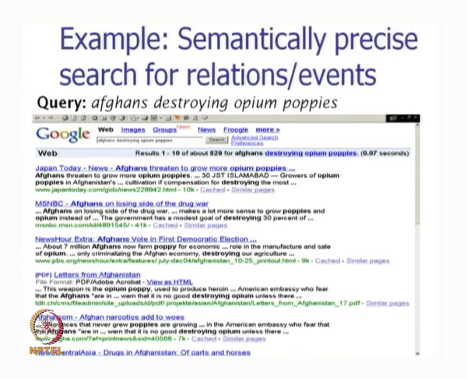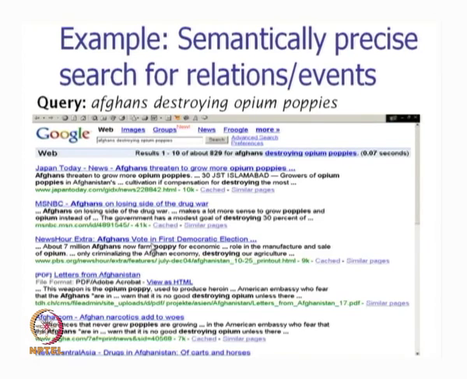So, let us see what is retrieved in response to this query. Japan Today news, Afghans threaten to grow more opium poppies. So, you see the query was Afghans destroying opium poppies, and what is retrieved is a document which exactly talks about the opposite information. Here Afghans threaten to grow more opium poppies, they are not destroying opium poppies. This particular URL, Afghans on losing sight of the drug war, makes a lot more sense to grow poppies and opium instead of. So, here again the URL essentially discusses growing more poppies rather than destroying it.